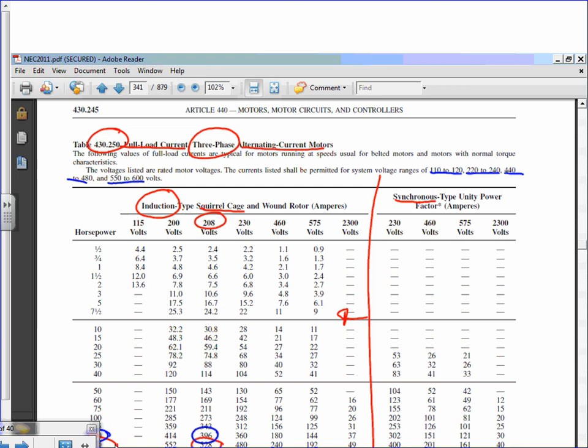This is Table 430.250. This is where you find the full load current from the NEC code book. Let's go find it. The system is 208, 200. I can't read it. So I have 200. I don't know if you guys can see. Here are my two systems, 100, 200 and 150. They're right at the bottom here. Since it's a 208 system, these are the two values I'm looking for, 396 and 528.